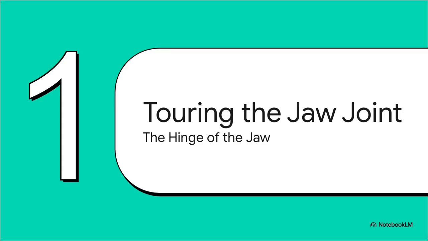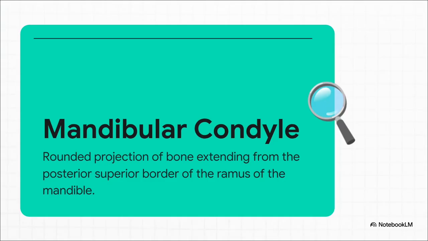All right, our first stop is going to be the hinge of this whole operation, the jaw joint. You might have heard of it as the TMJ or the temporomandibular joint. This is where your lower jaw actually connects to your skull. And the first landmark we're looking for here is called the mandibular condyle.